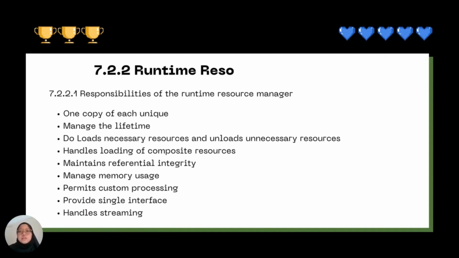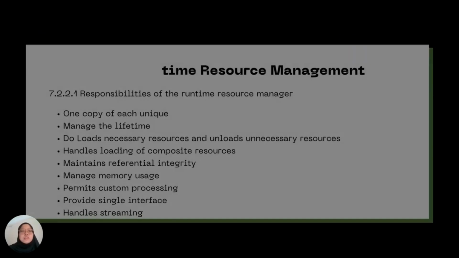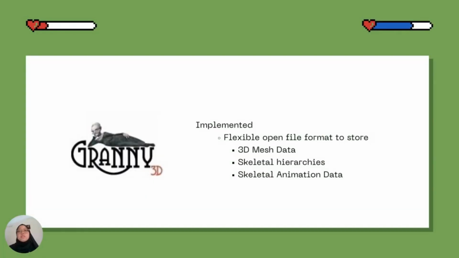And we move to the resource management system, which should keep one copy of each unique resource, manage resource lifetime, load and unload, handle composite resources, maintain integrity between resources, use memory efficiently, allow custom processing of resources, provide a single interface, and also handle streaming of resources. Sometimes a single file format can be used to house many different types of assets in a single format. For example, the Granny SDK implemented a flexible open file format to store the three things right here.